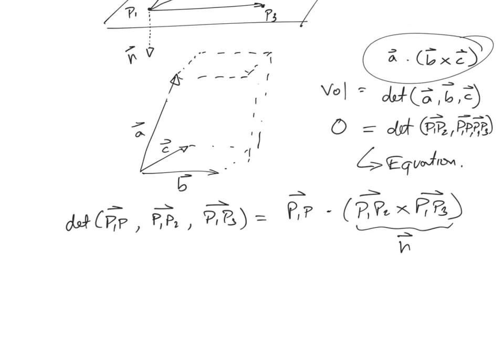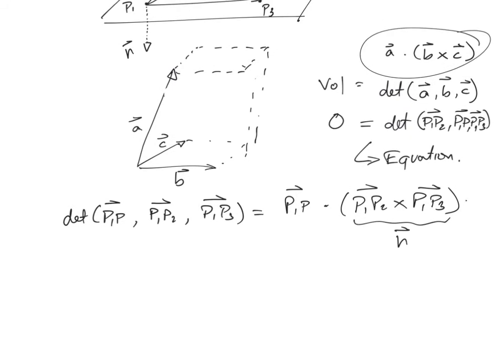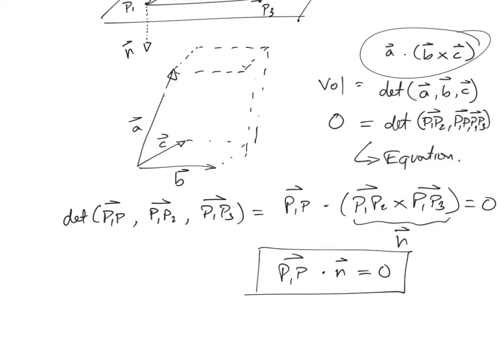Well, we still know that this has to equal 0. If these three vectors are all in the same plane, then this has to be equal to 0. So now all we have to say is P1P dot n, pardon me, is equal to 0. This is the requirement for those three vectors to be in the same plane. And n is a vector that's normal to the plane. It's the result of the cross product of two of those vectors, P1P2 with P1P3. So that's what we need to do.